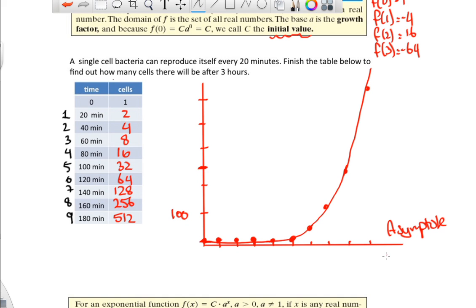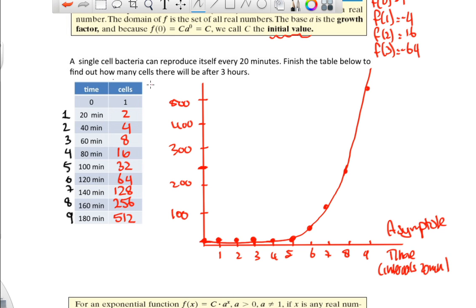So this was time. We'll call this intervals of 20 minutes. And then 1, 2, 3, 4, 5, 6, 7, 8, 9. And then 100, 200, 250, 300, 400, 500, the number of bacteria. Okay. I should model good habits, so I wanted to make sure I put some labels on this. Okay? So that's what an exponential function looks like.